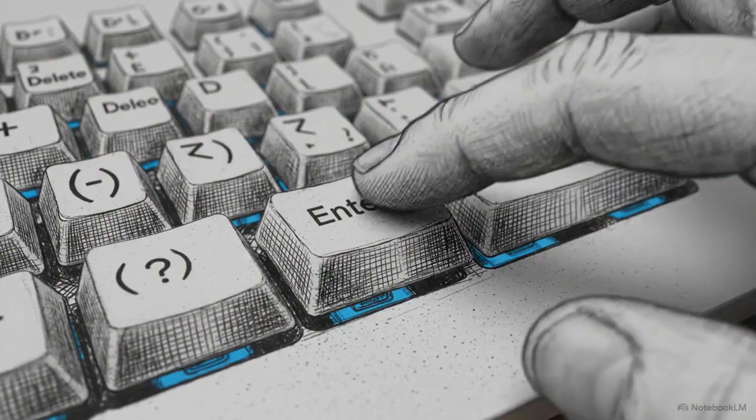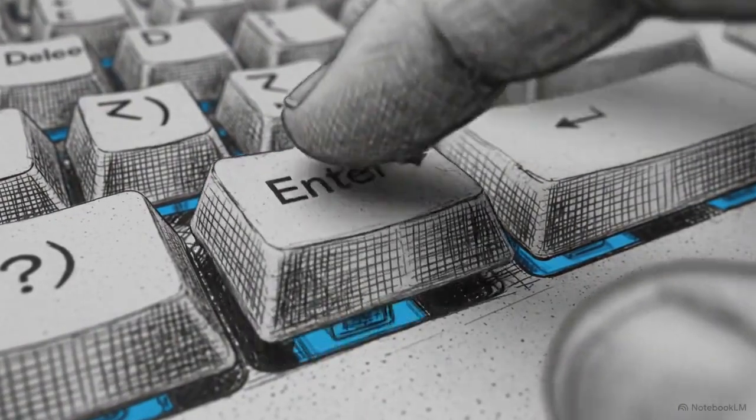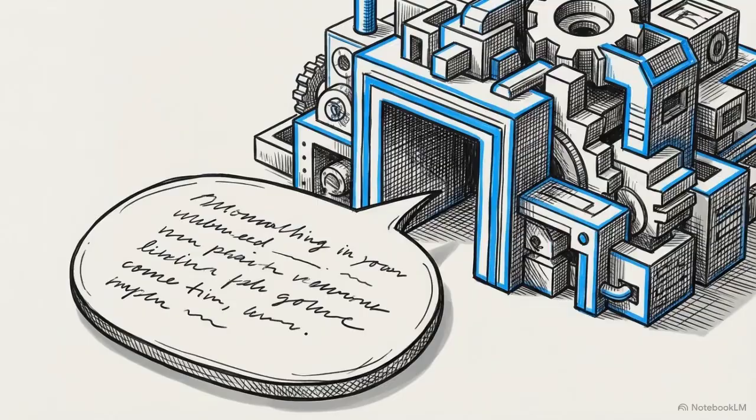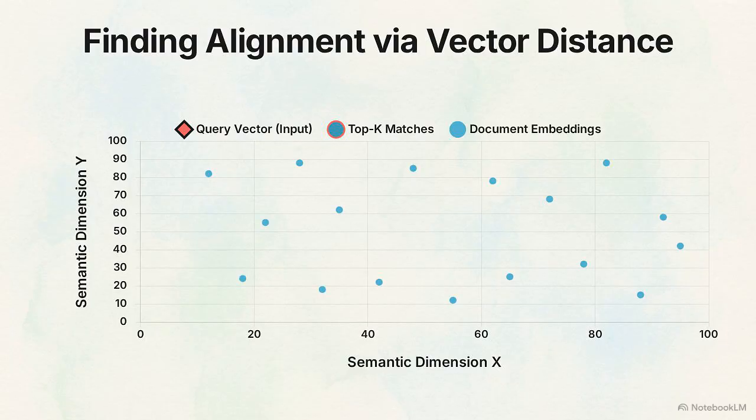We can now return to the exact moment in the demo where the user hits enter on their query about linear regression. The user's raw text string immediately passes through the exact same sentence transformer model we used during the indexing phase. The query is converted into its own 384-dimensional vector, mathematically mapping the user's intent into the established semantic space. The system now scans the vector database search space to find alignment.